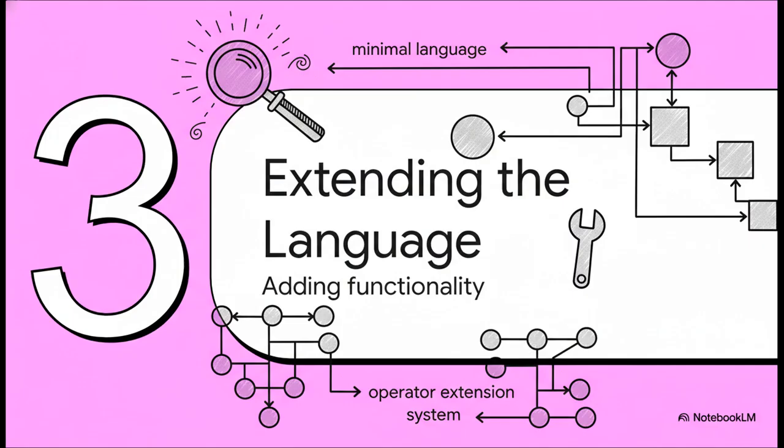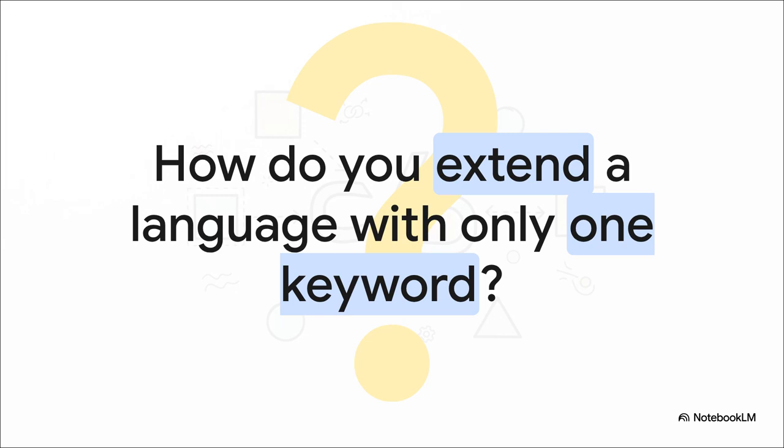Okay, so that brings up a pretty obvious question, right? If the language is so minimal, if it only has one keyword and throws out common features like classes, how do you actually add new functionality? How do you get anything done? And that's the big puzzle Merg-E solves, and it does it in a really slick way.